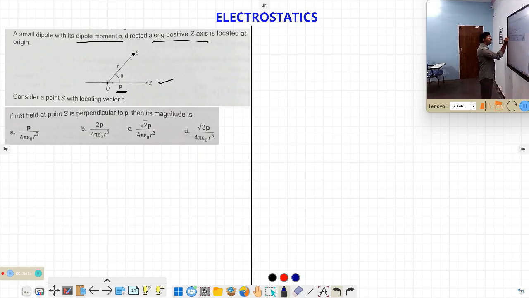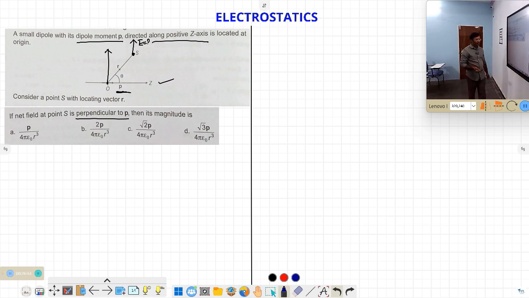Now, the net electric field at point S must be perpendicular to P. This is the direction of the dipole moment, and this is the direction of the electric field they are asking about. Then what is the magnitude of this electric field at this point? This is the question they are asking.